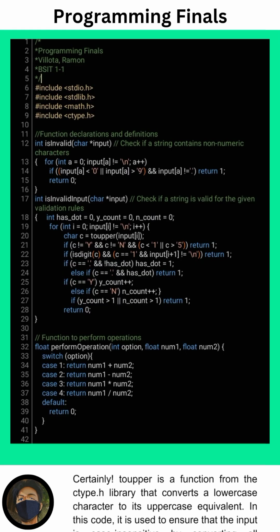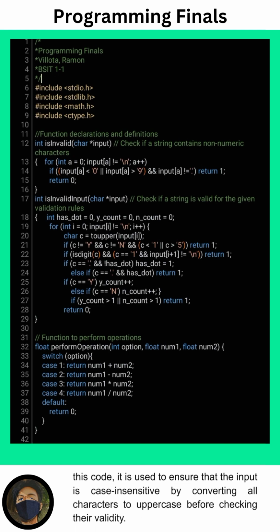Certainly, toupper is a function from the ctype.h library that converts a lowercase character to its uppercase equivalent. In this code, it is used to ensure that the input is case insensitive by converting all the characters to uppercase before checking their validity.